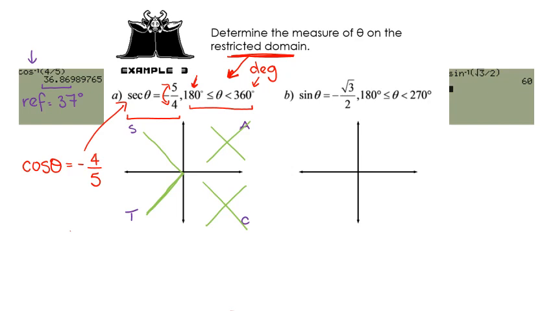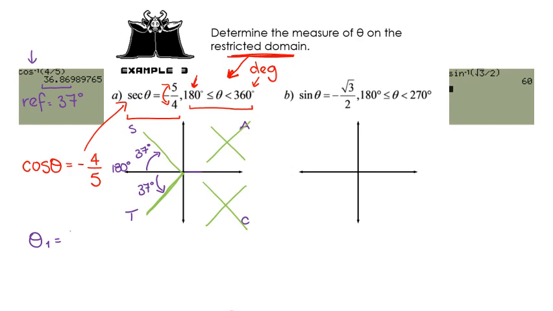So our terminal arm in quadrant number 2 is going to be closest to this 180 degree mark. Here we would have to subtract our reference angle of 37 degrees. And in quadrant number 3, we would take 180 and then add our reference angle of 37 degrees. So our two solutions for now, theta 1.